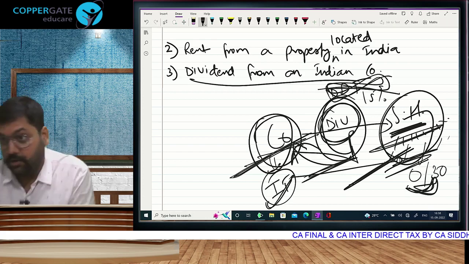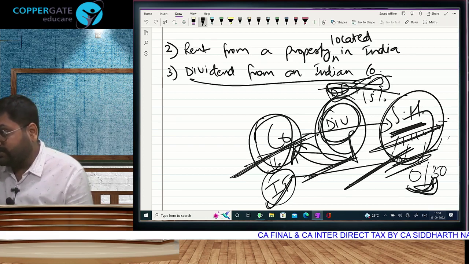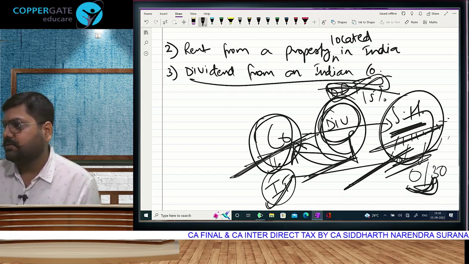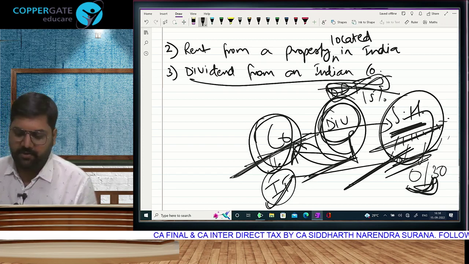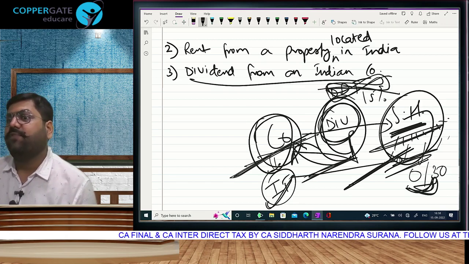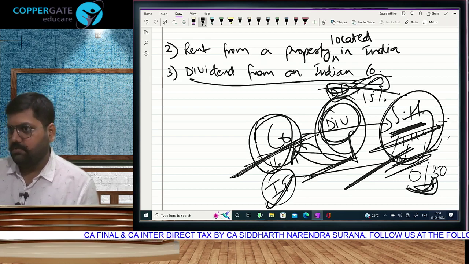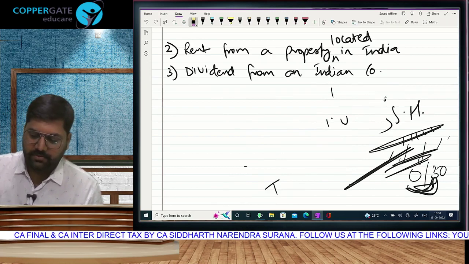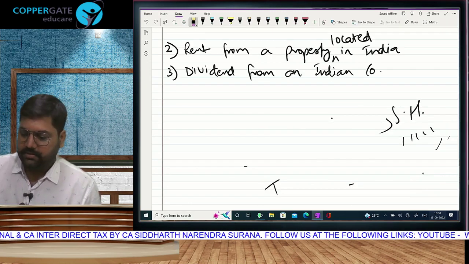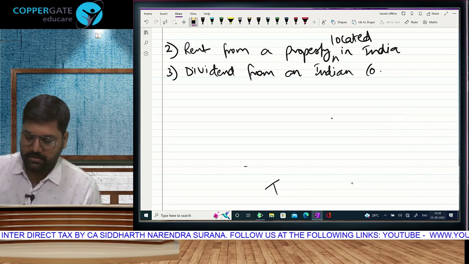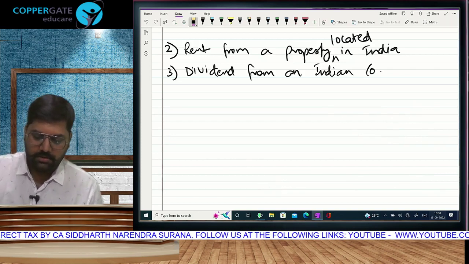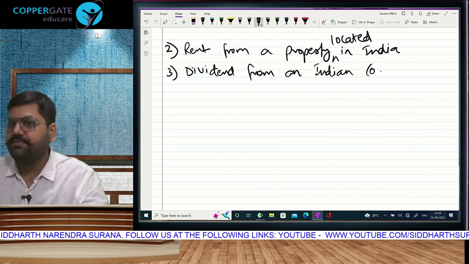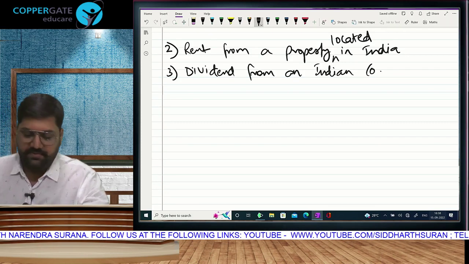Now it is taxable, so we have to mention: if an Indian company is paying, then it will be treated as Indian income, irrespective of who the investor is and where the investor is from. Is that understood? So dividend from an Indian company will be deemed to accrue in India. That is deemed to be what? Indian income, and therefore it will be taxable for everyone. Is that clear? Very good.